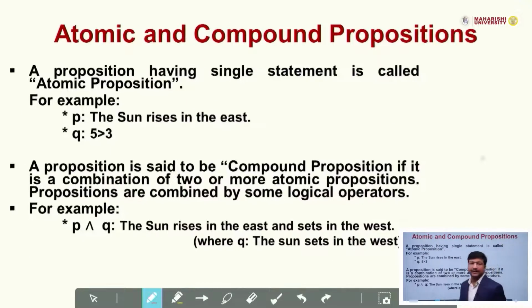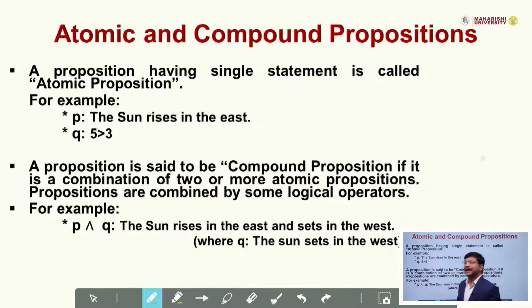What are atomic and compound propositions? Atomic propositions are those propositions which have a single statement. For example, the sun rises in the east. It is a single statement. It is true or false. It is true, as we know. And 5 is greater than 3. It is also true. It is also an atomic statement, or simple proposition, or atomic proposition.